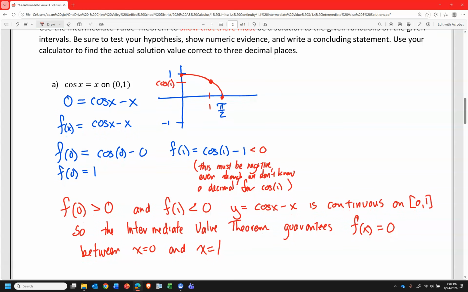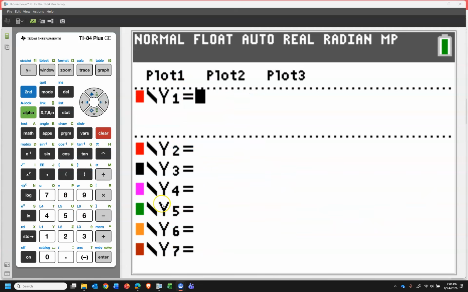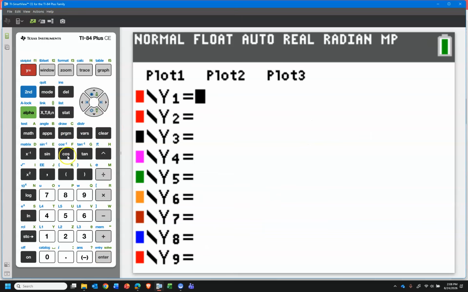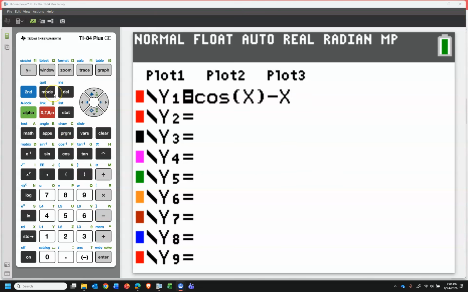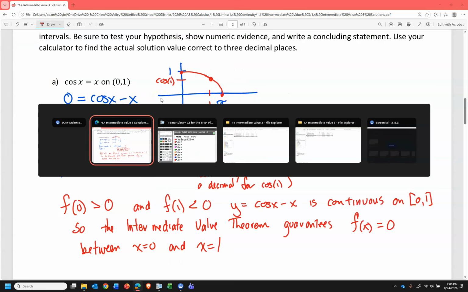Now, how to use your calculator to find the actual solution value. Okay, so here's my graphing calculator, and I am going to type in what I had before. Oh, shoot, I forgot to tell you. Make sure you are in radian mode. Okay. So y equals cosine of x minus x. Pretty sure that's what we were graphing, right? Cosine of x minus x.